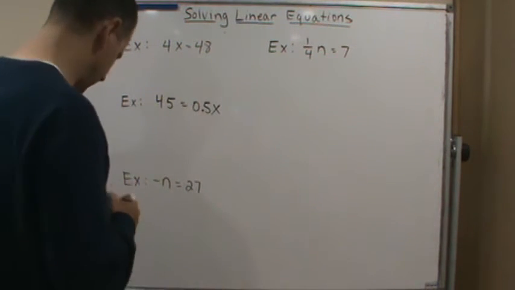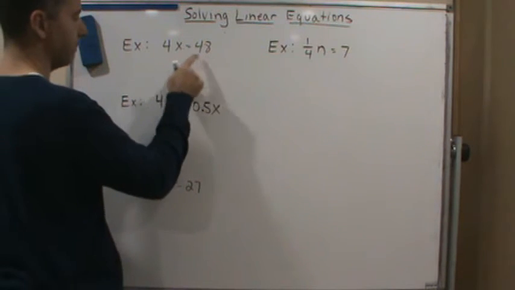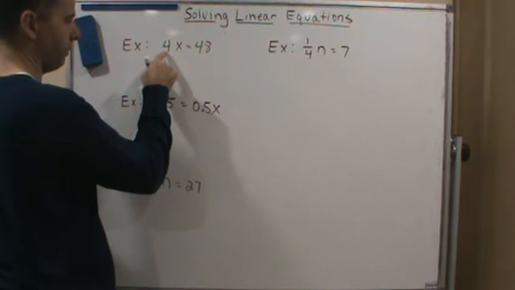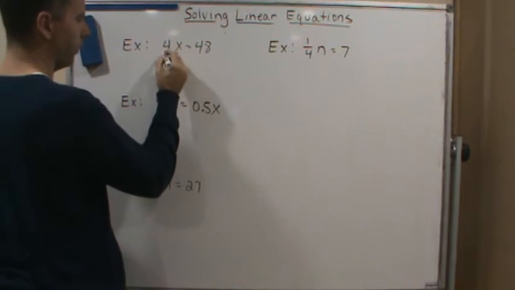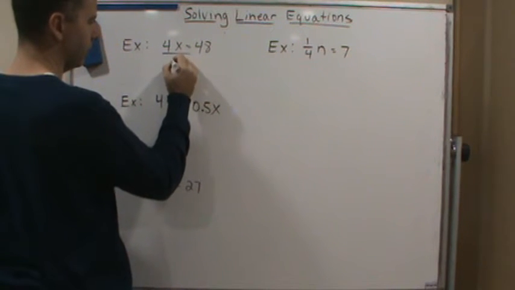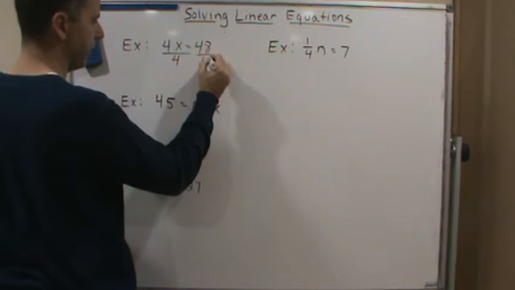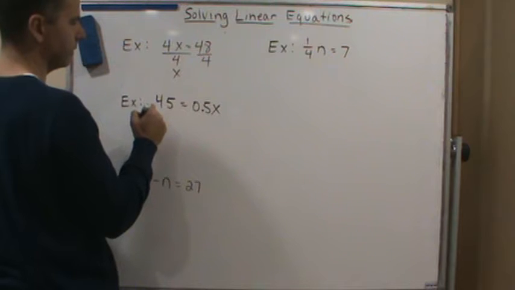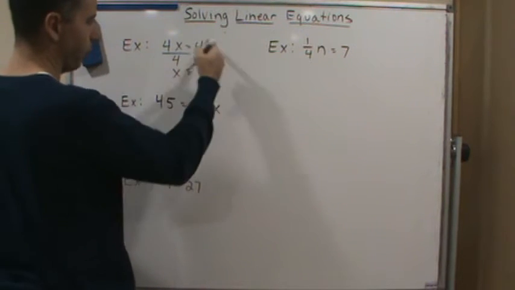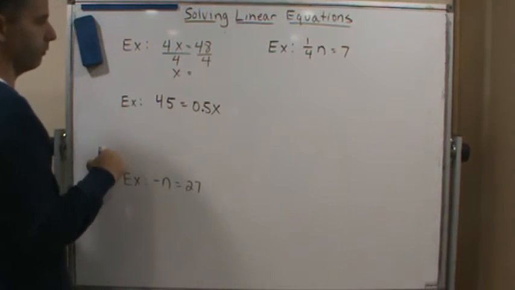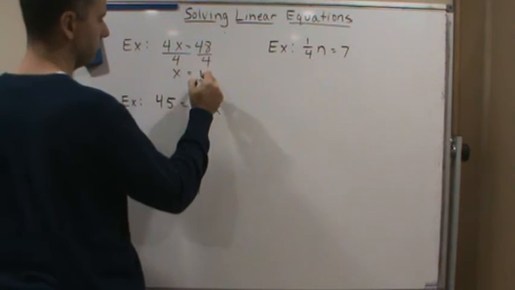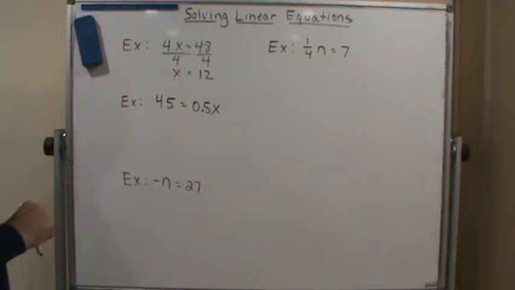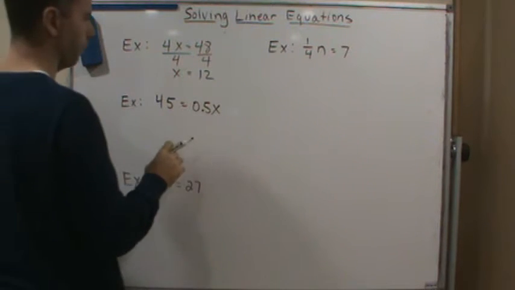So I can do this by, again, dividing both sides by the coefficient attached to the x variable. So I'm multiplying the x by 4, so I'm going to divide both sides by 4. 4 divided by 4 is 1, so I get x equals 48 divided by 4, which is 12. So x equals 12. Okay? Now, what about this one here?